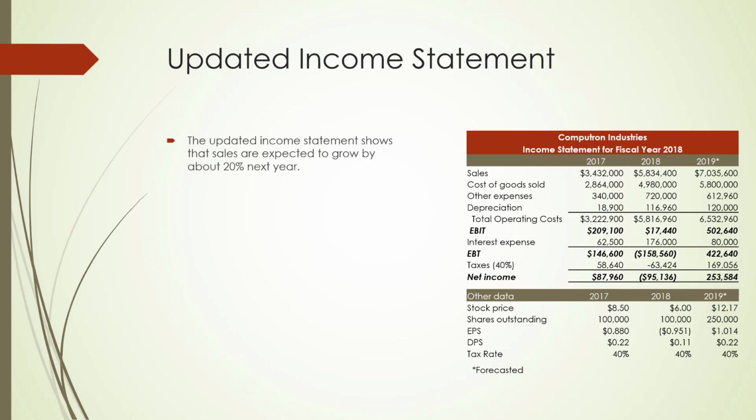Also notice in the other data here a couple of things. First of all, they're forecasting that the stock price will more than double from what it was in 2018 to $12.17 in 2019. Also notice that the number of common shares outstanding goes from 100,000 to 250,000. So one of the things that we're going to see later on is that in 2018, the firm took on a lot of debt to pay for that expansion. And so they're going to fix that in 2019 by issuing stock and paying off a lot of that debt.